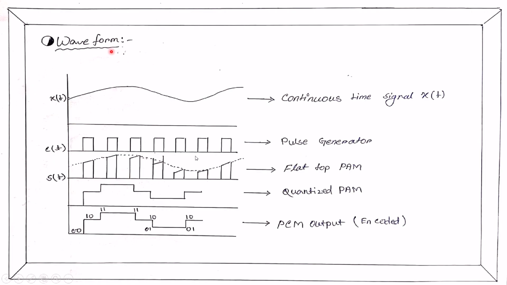Next, waveform representation. Let's take x(t) as the message signal and c(t) as the sampling pulse train. Multiplying them, x(t) into c(t), produces the flat-top PAM signal. This is after quantization, then quantized and encoded into binary form for transmission.